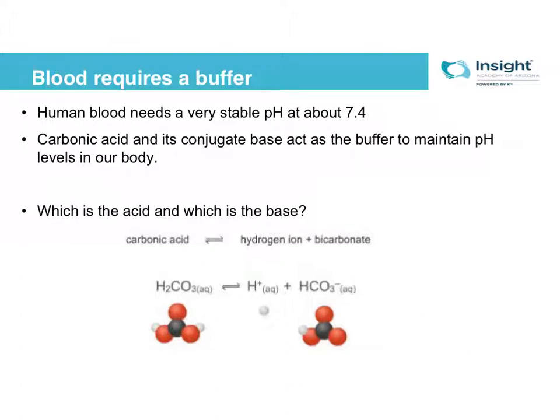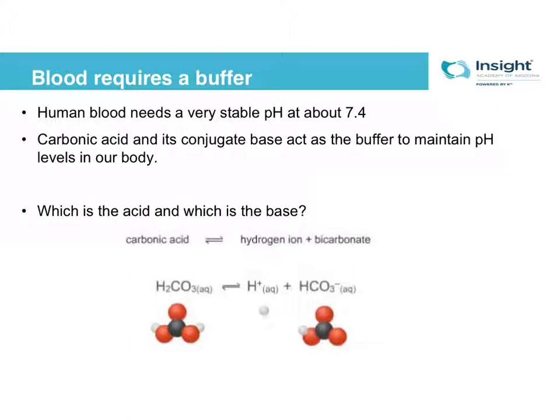So a good example of this is your blood. All right, humans need their blood to be at a pH of 7.4. So is that acidic or is that basic? We're just barely above 7. 7's neutral. All right, and slightly above it means that our blood is slightly basic.